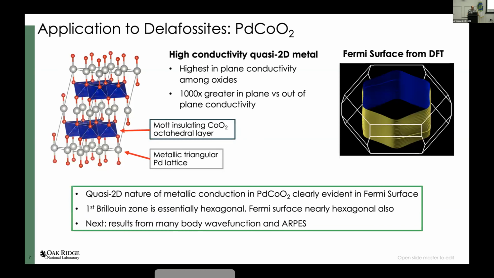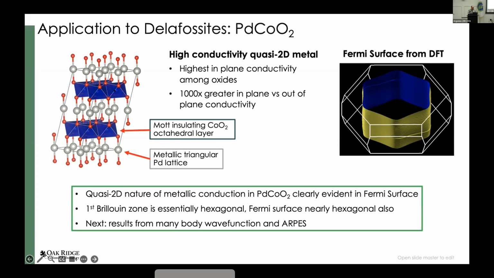Okay, so enough talk about the methodology. What does this really look like? We chose to apply this to delafossites. And what do those look like? They're an interesting layered system where you have, in this case, palladium cobalt oxide. Cobalt is sitting at the centers of these oxygen octahedra.